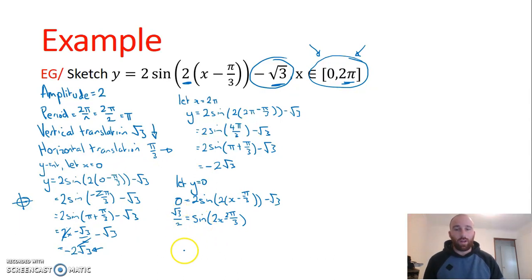So when I go inverse sine, I'm going to bring the 2x minus 2 pi on 3.